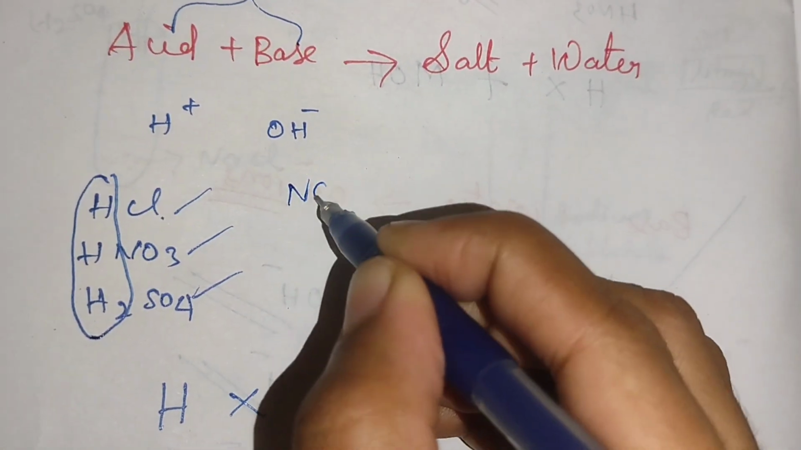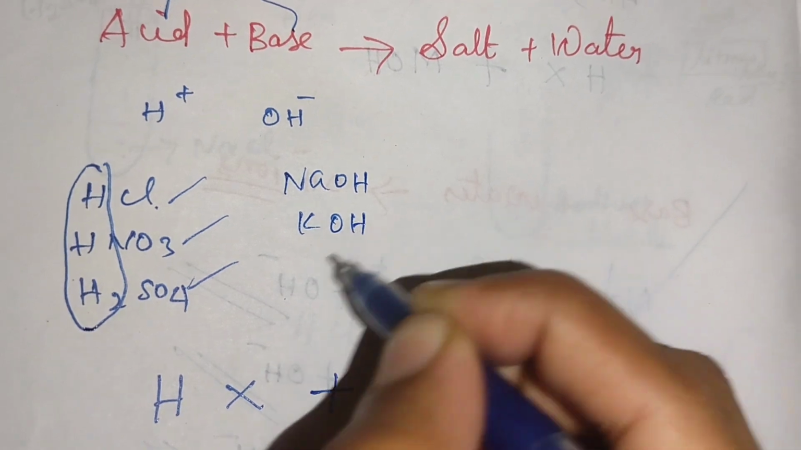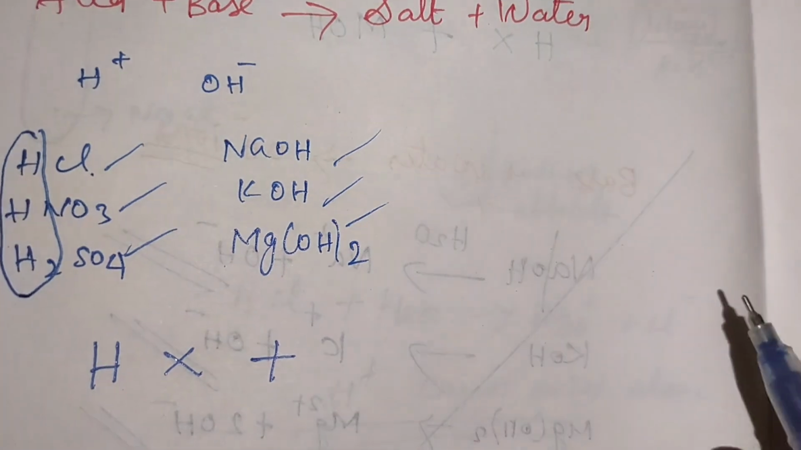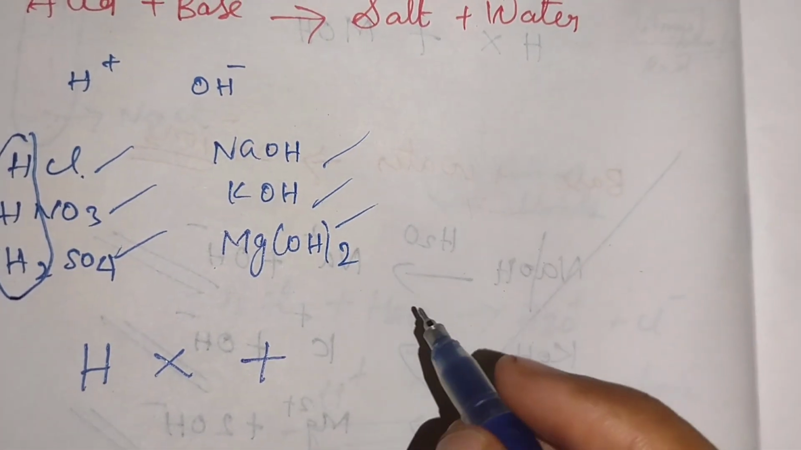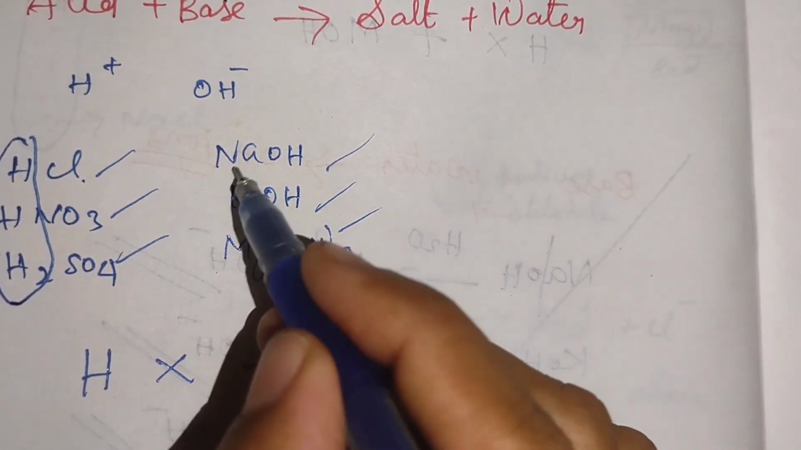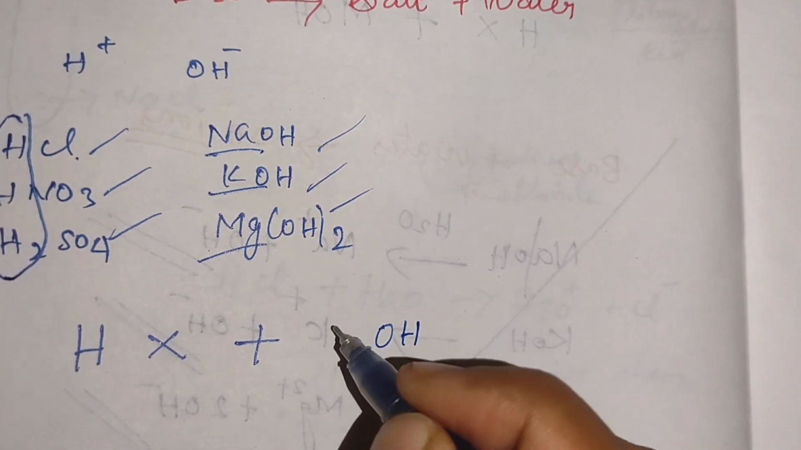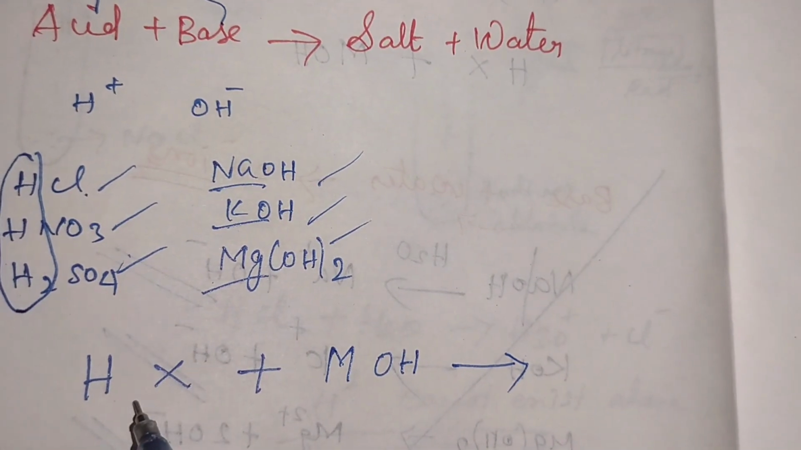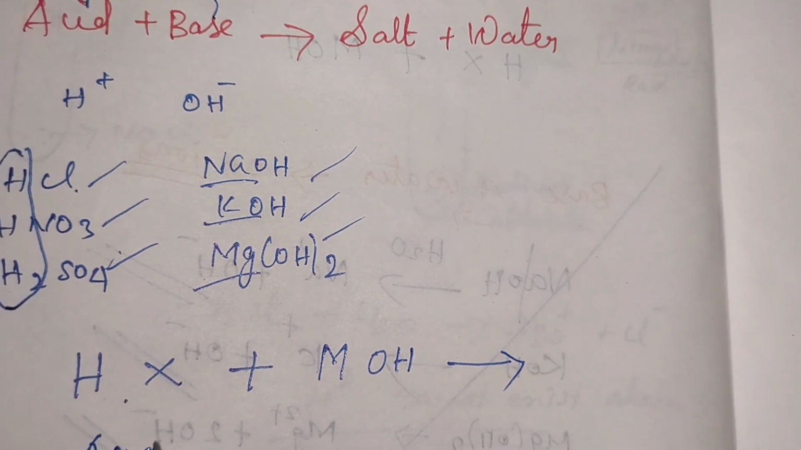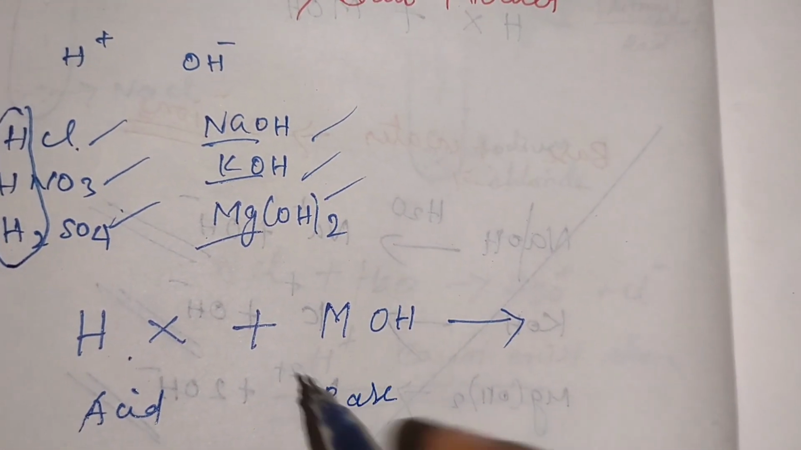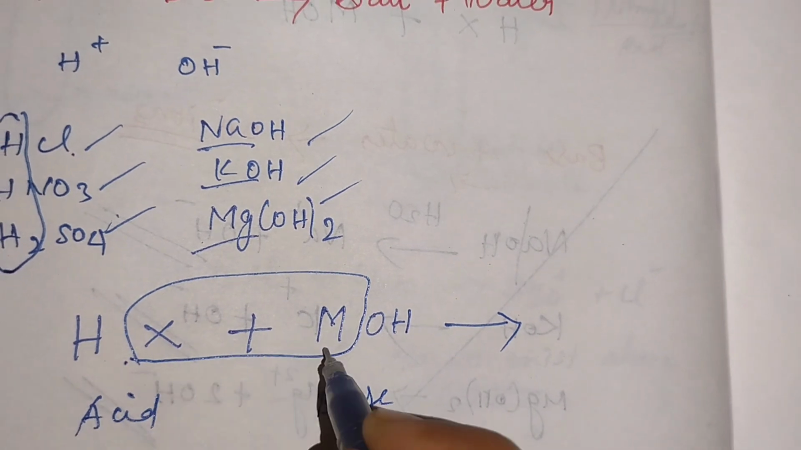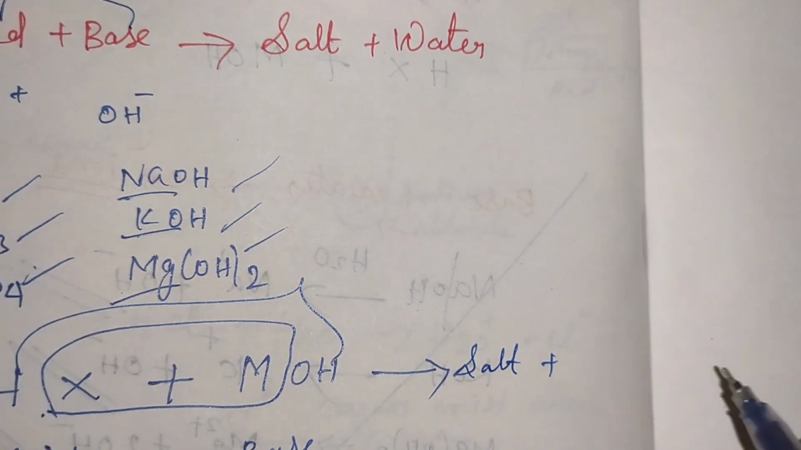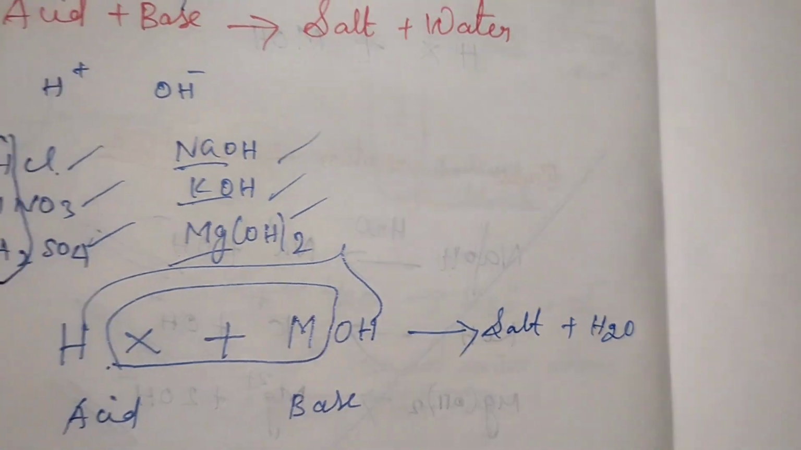Bases: we know sodium hydroxide, potassium hydroxide, magnesium hydroxide. So what is common in bases? The hydroxide ion is common in bases. So I am taking here OH. Instead of sodium, potassium, magnesium, I am writing here M. It may be anything. So here acid and base are reacting with each other. These two join together and form salt, plus this H and OH join together, giving H2O, the water molecule.